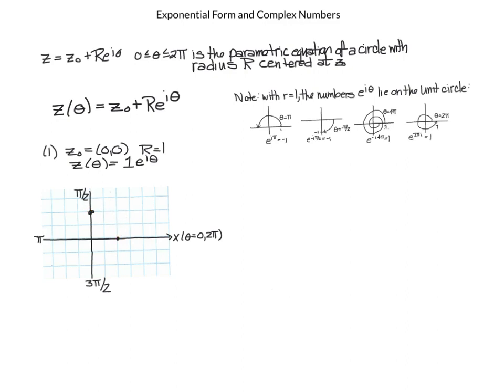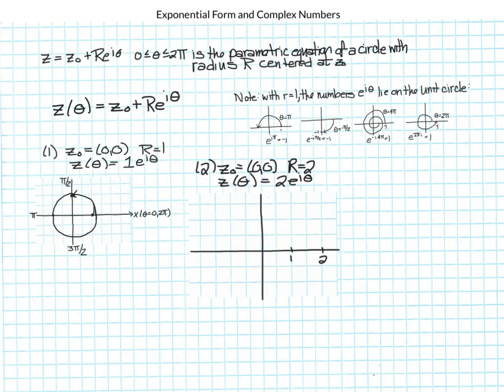So as theta goes from 0 to pi over 2, this z parameterized by theta is going to give us this quarter of the circle. Now as theta goes from pi over 2 to pi, z is going to parameterize this part of the circle, and then we continue on to 3 pi over 2, and then 2 pi. So in this way, as we plug in different values of theta between 0 and 2 pi, we're going to trace out this circle of radius 1.